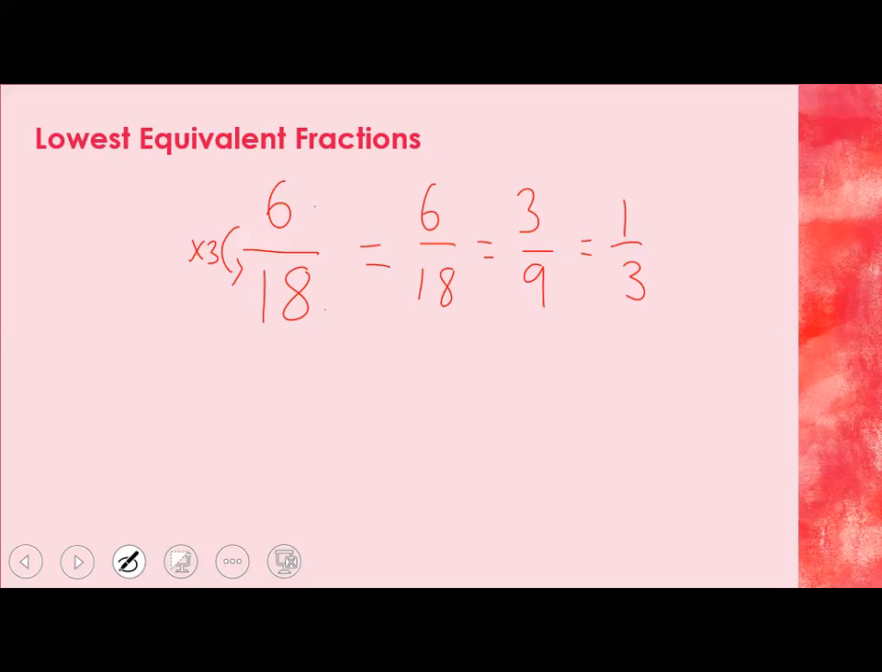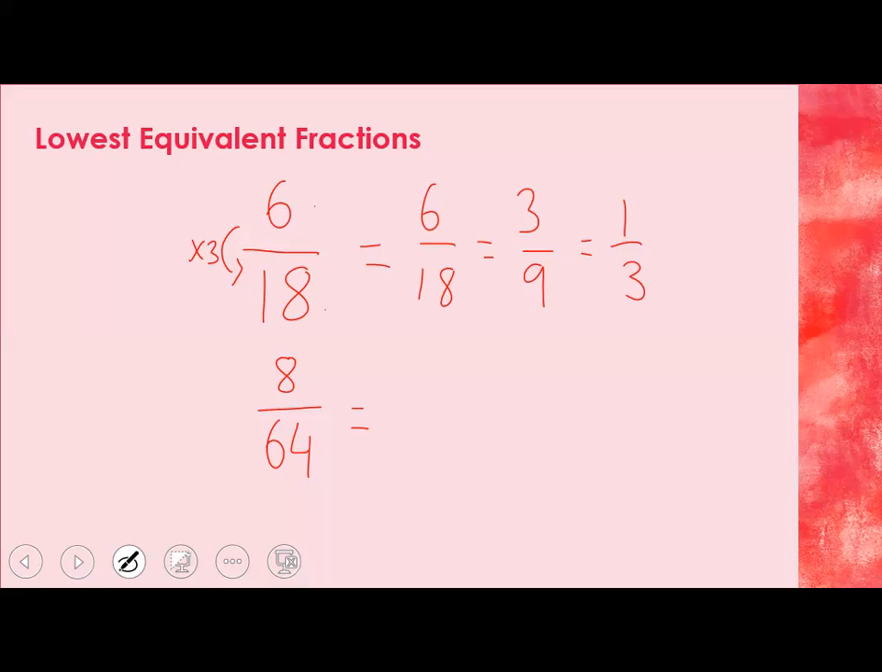So let's have another look at this one. Let's have a look at 8/64. So there are lots and lots of things I can do to these numbers. I could divide them both by 1, but that's not really going to help. I could divide them both by 2, which would give me 4/32. Now I can divide those again by 2 and again and again and again.